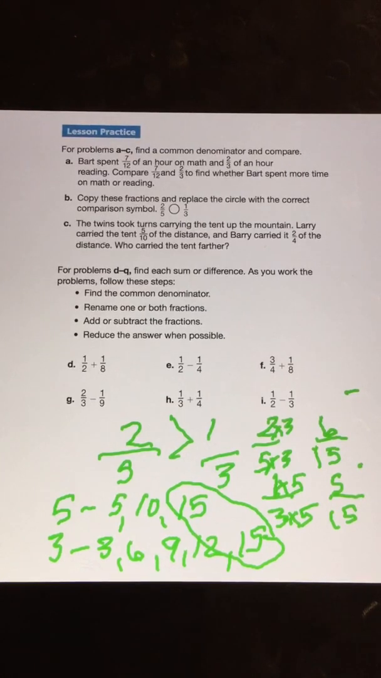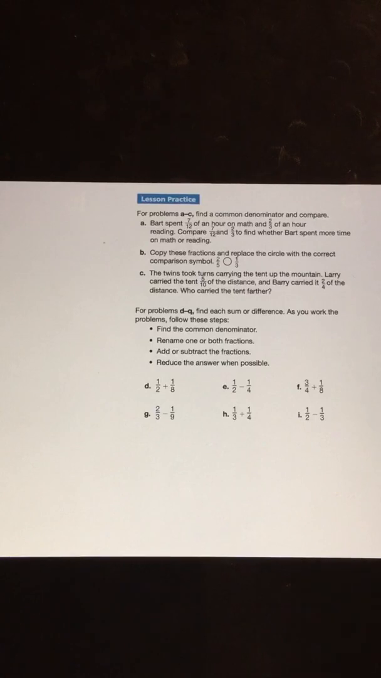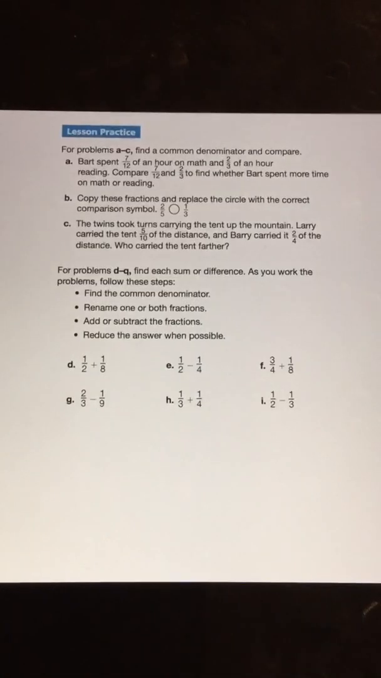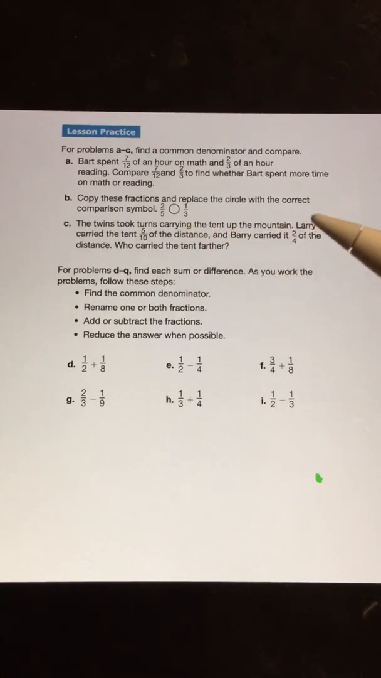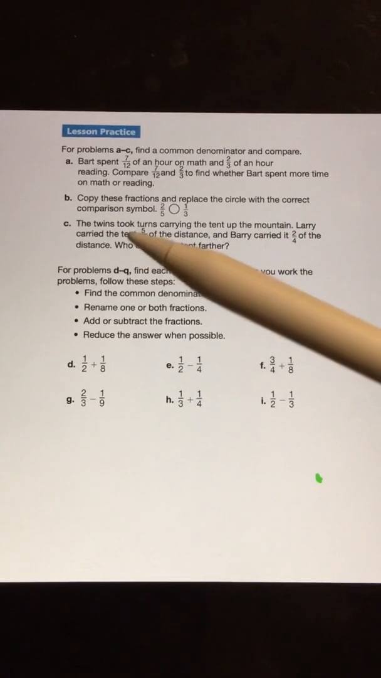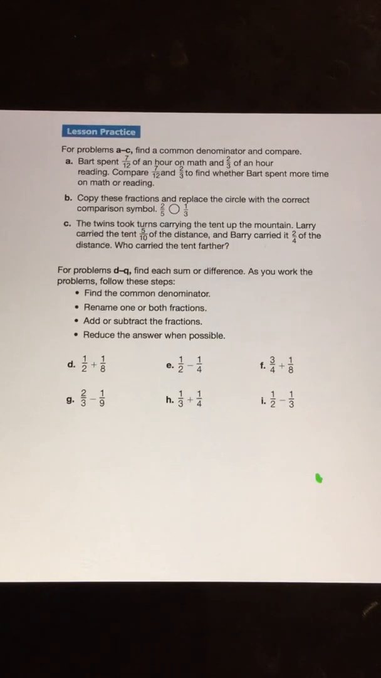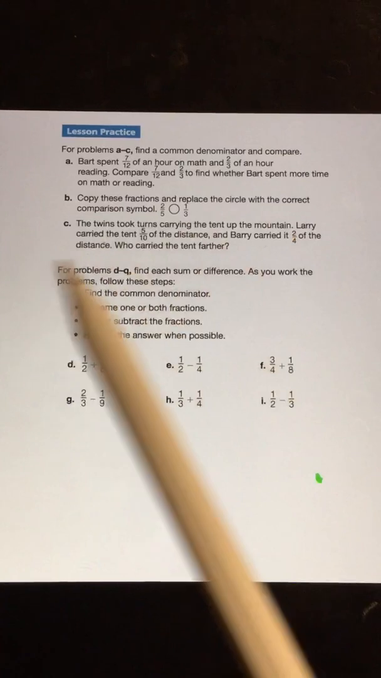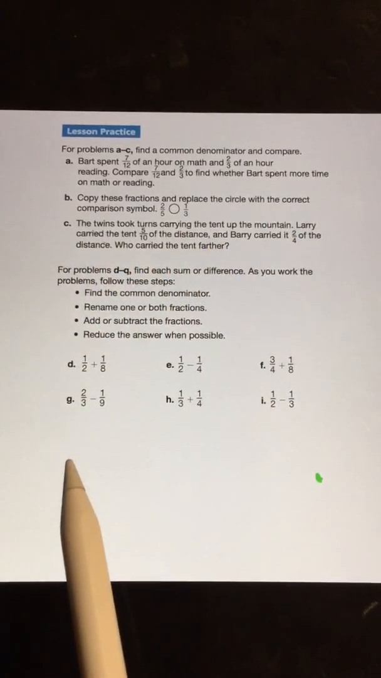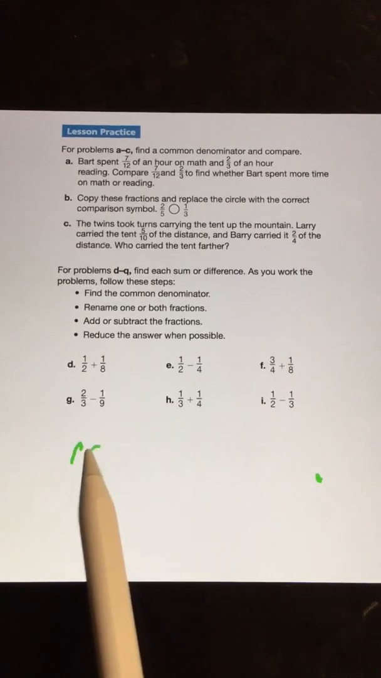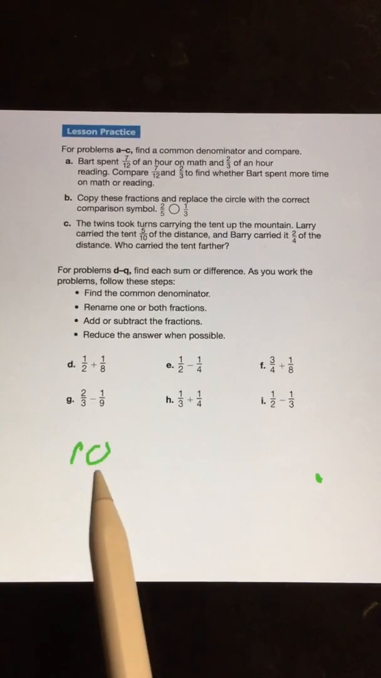All right, I'm going to get rid of all of that mess. When we go to compare fractions, the next one says the twins took turns carrying the tent up the mountain. Larry carried the tent 5/10 of the distance and Barry carried it 2/4 of the distance. Who carried the tent further? I have a 10 and I have a 4.